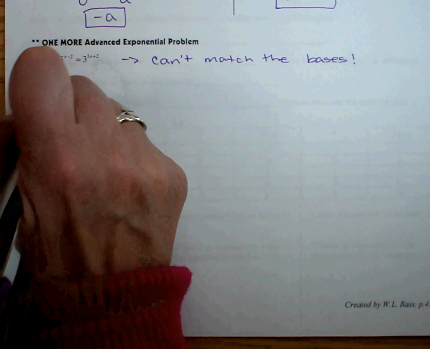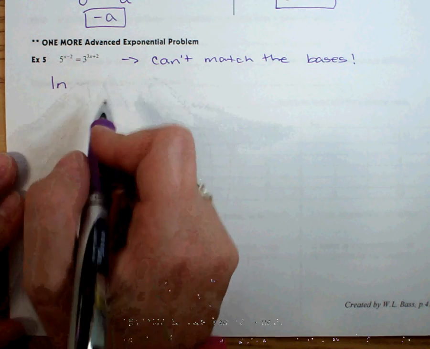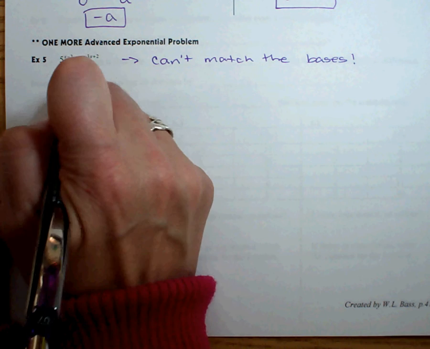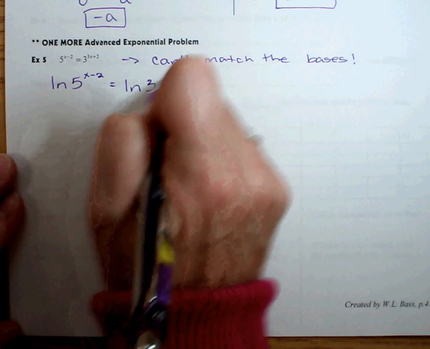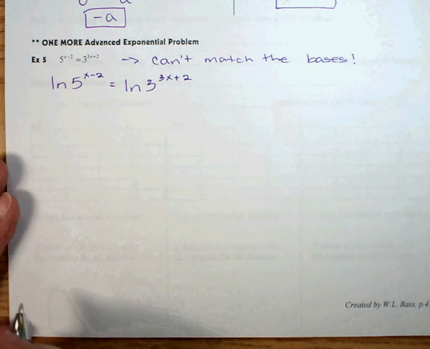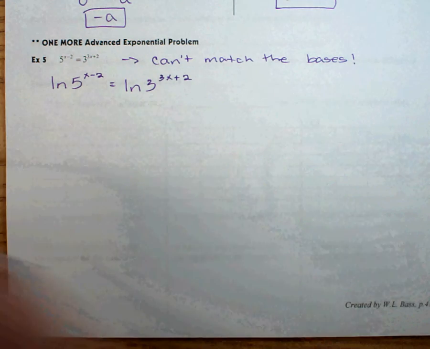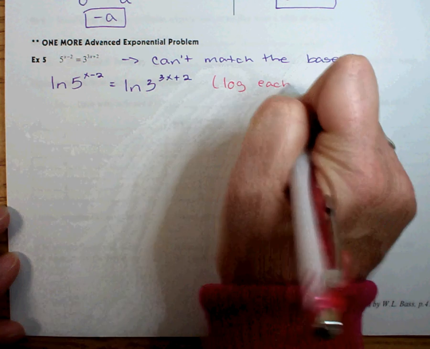So I'm going to rewrite this problem, and I'm going to choose natural log simply because it's shorter and faster to write. Natural log of 5 to the x minus 2 equals natural log of 3 to the 3x plus 2. And if we want to write ourselves a note of what we did, we log each side.